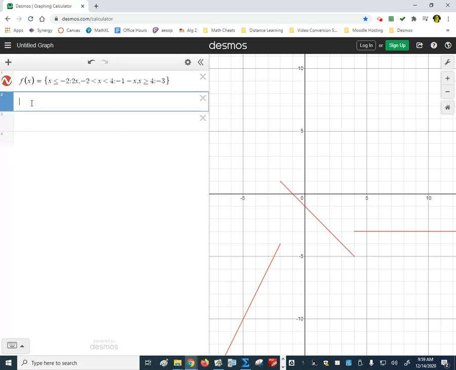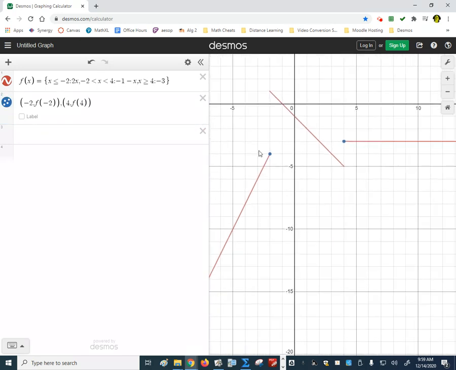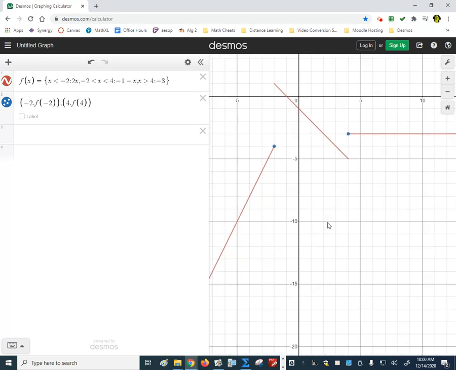So then I'm just going to graph the ordered pairs. -2, comma, f of -2. And then I'll put a comma after that ordered pair and do another ordered pair. So I can graph multiple ordered pairs in the same row. 4, comma, f of 4. And that's kind of nice to do because now it shows me where all the endpoints are, right? I can see that those are the closed endpoints. Every place else is an open endpoint. So that's, like I say, a fairly handy thing to do.